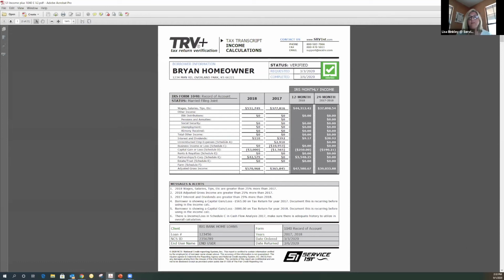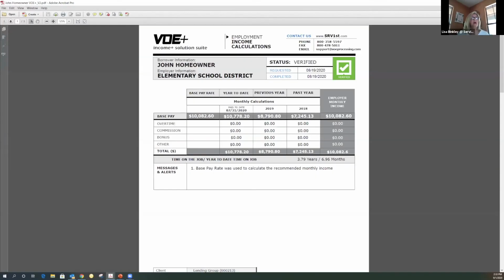So I'd like to take a few minutes and quickly look over our verification of employment documentation. This is our manual verification of employment. This is also done over our Work Number reports and over our other automated reports.